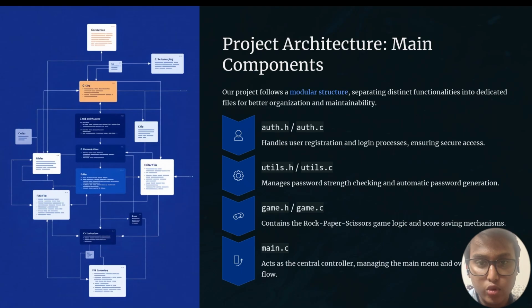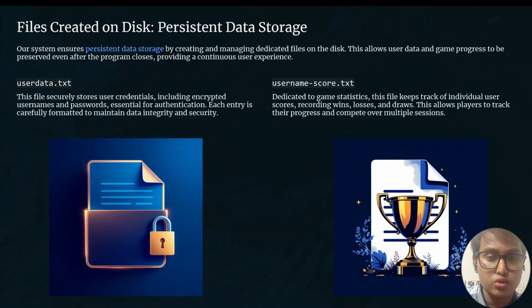Now I will explain the project architecture and main components. auth.h and auth.c store their functions and the code present in it, and utils.h and utils.c store their respective functions and code. Similarly, game.h, game.c and main.c files are created on disk.